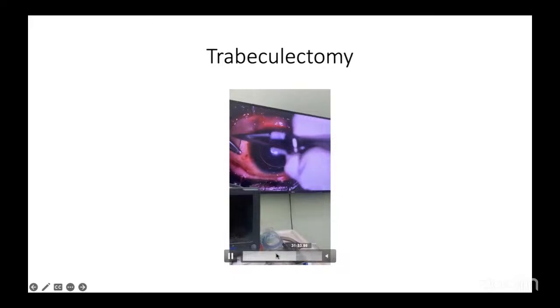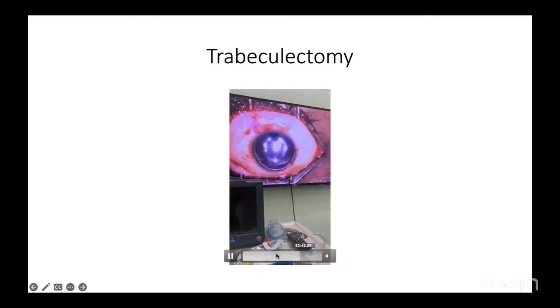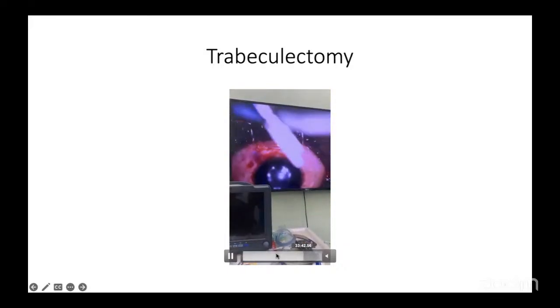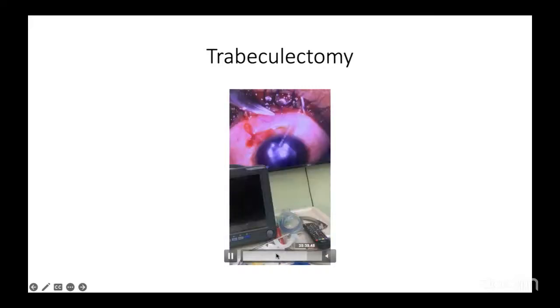And now you can see here, this is a diffuse bleb. You can see there's some mix of vascular and avascular area. We don't want it to be completely avascular. You don't want it to be completely vascular. You need to have a good mixture of the two.